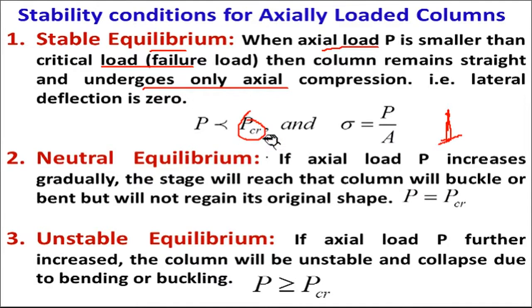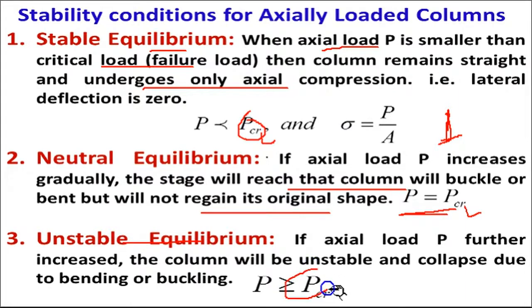For the stable condition, P is less than PCR, meaning applied load is lower than critical load. What happens in neutral equilibrium? Neutral means applied load and critical load are both the same. As axial load P increases gradually, the stage will reach where the column will buckle or bend, but not regain its original shape. That is called P equal to PCR. At that time, applied load and critical load will be the same.